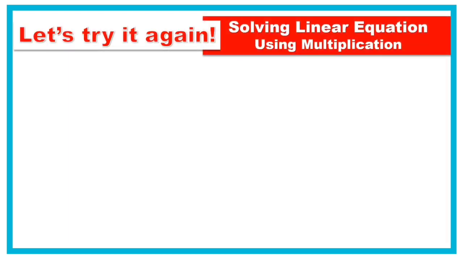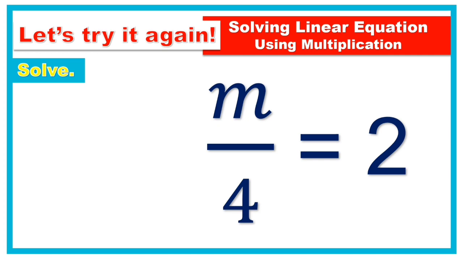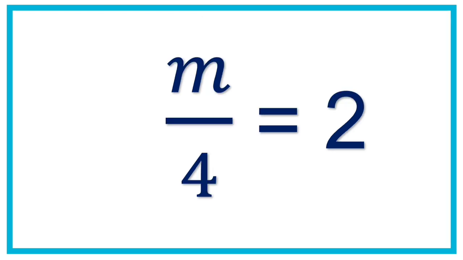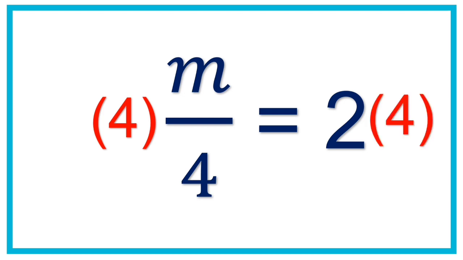Let's try it again. Solving linear equations using multiplication. Let's try to solve m divided by 4 equals 2. Again, what is our first step? That's it. Isolate the variable m. How are we going to isolate variable m? Yes, you got it. By multiplying 4 on both sides. We multiply 4 on both sides so that the equation is balanced. Always remember, what you do on the left side, also do on the right side.